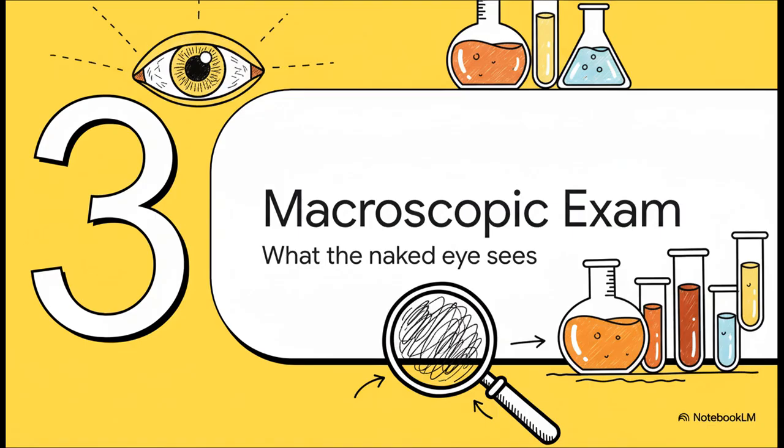All right, let's dive into the actual analysis, starting with the macroscopic exam. It's exactly what it sounds like. We're looking at the physical properties of the urine that we can see with our own eyes. Specifically, we're reporting its color, its clarity, and its specific gravity.